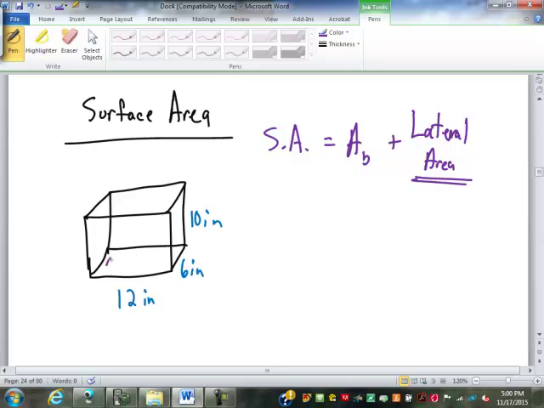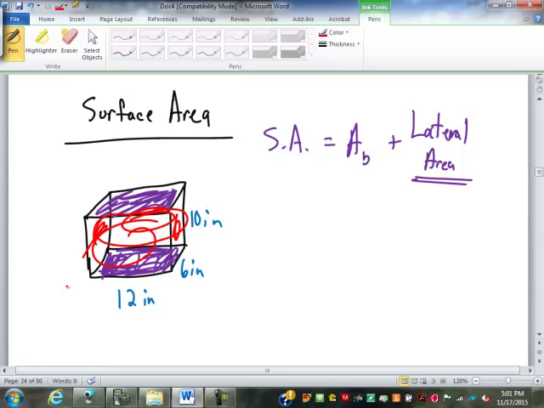So the base is here. This would be the base on bottom. And of course, the top is identical to it. So those are the bases. The lateral area is the area of all these sides that wrap around: the front, the end, the back, and the other end.